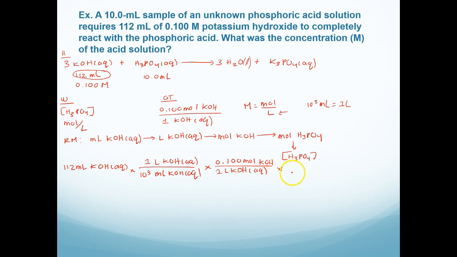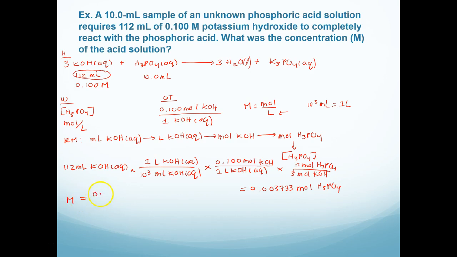So now we have 3 moles of potassium hydroxide on the bottom for every 1 mole of the phosphoric acid on top. So if we plug that into our calculator, what we get is 0.003733 moles of the phosphoric acid. Okay, so we're not done yet because we want concentration. We want the big M, molarity.